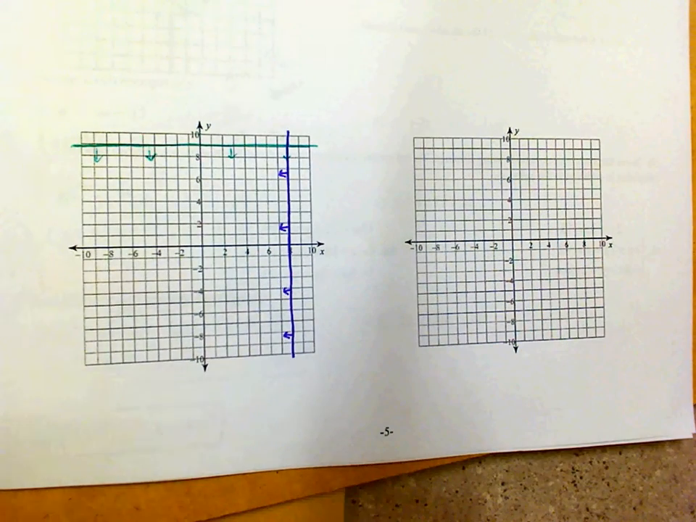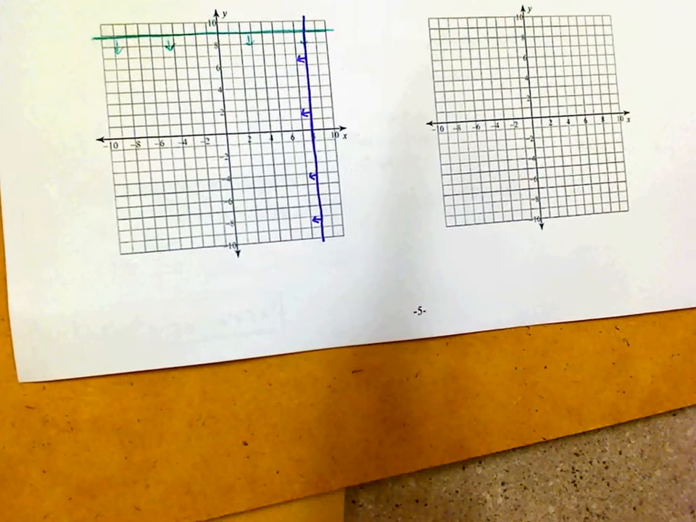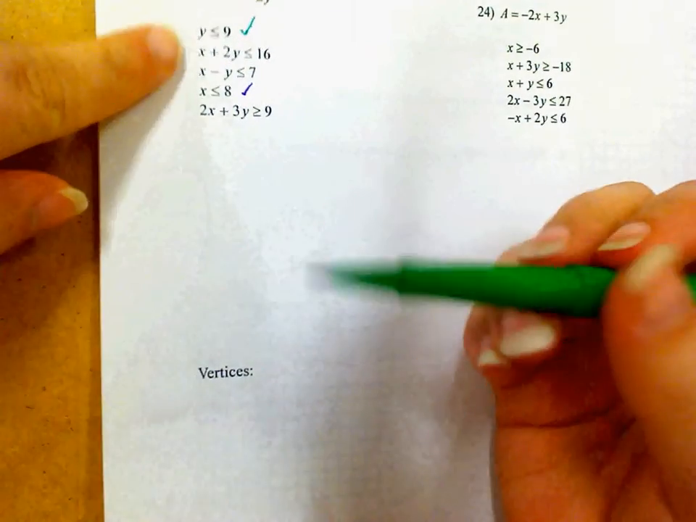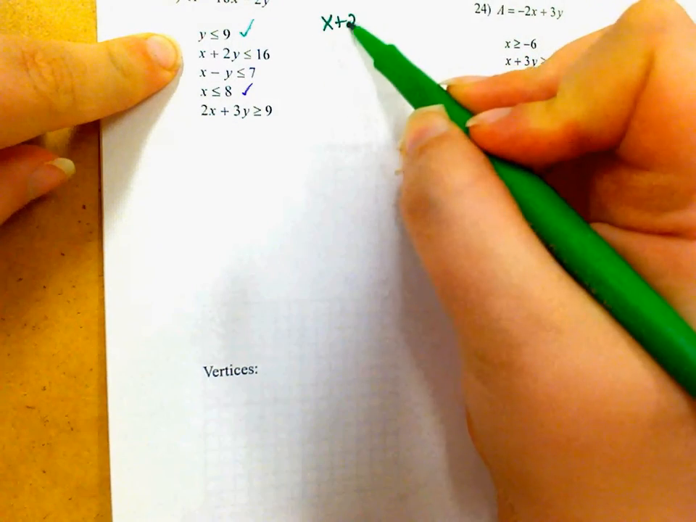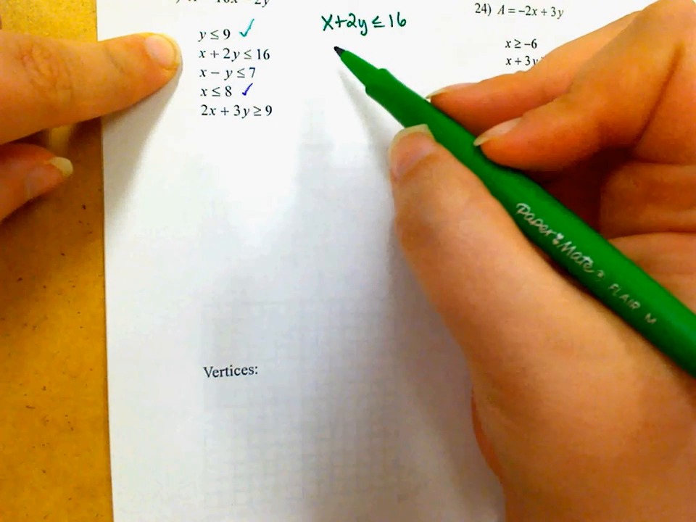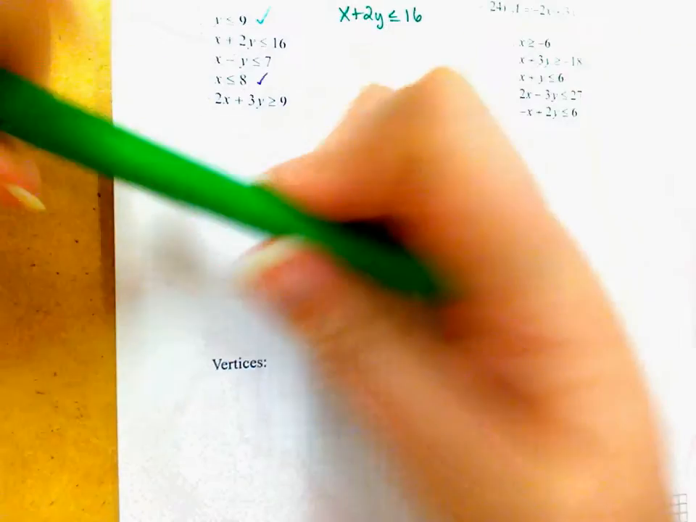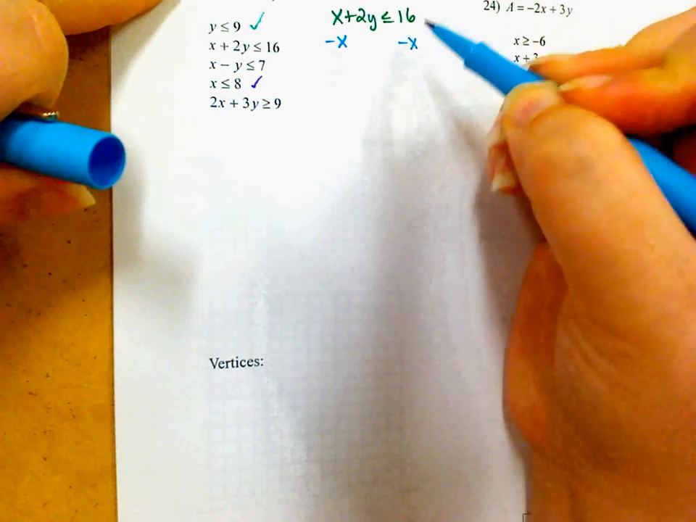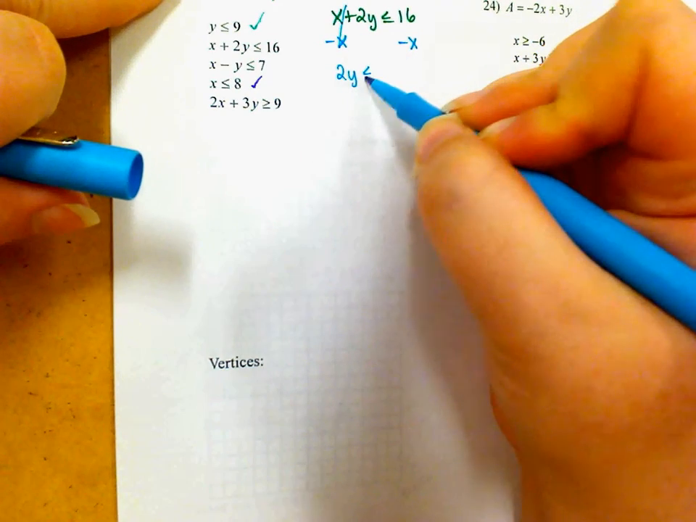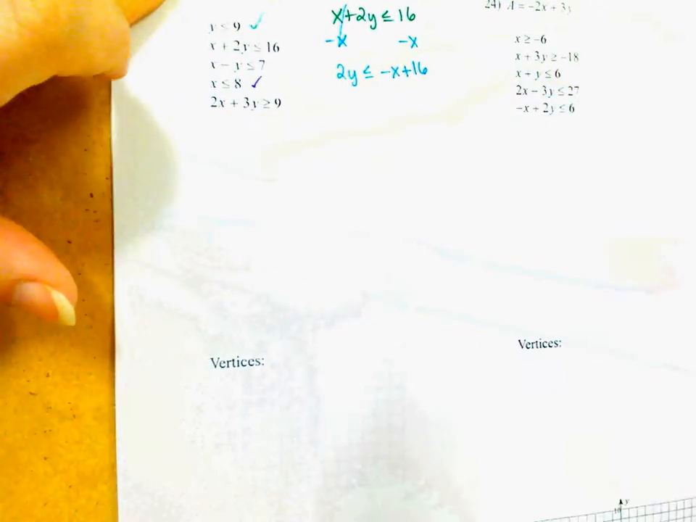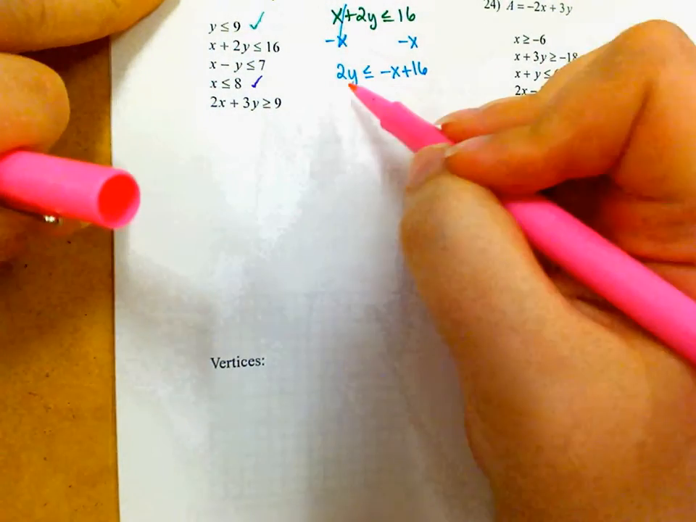Okay, I'm going to do one more thing. I want to be able to solve for y on this right here. X plus 2y is less than or equal to 16. How do I solve for y? What do I do first? I'm going to subtract the x, and I'm left with 2y is less than or equal to what? Negative x plus 16. Now what do I do? Divide by 2 every term, right? So I've got y is less than or equal to negative 1/2 x plus 8.